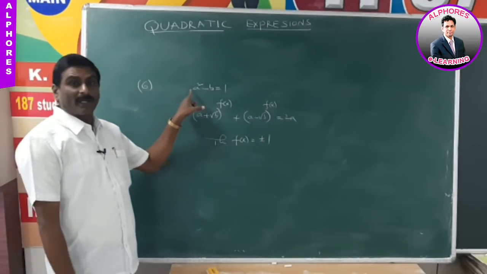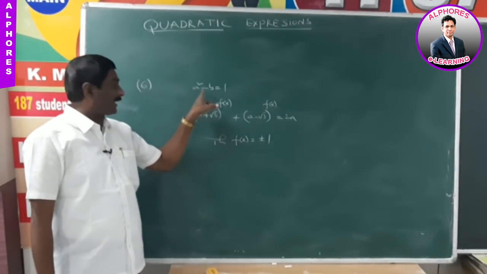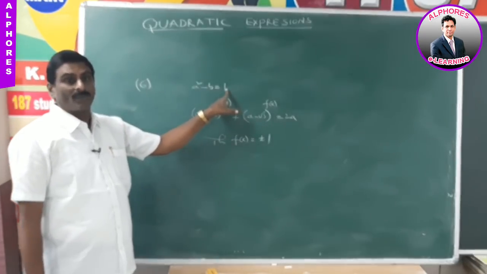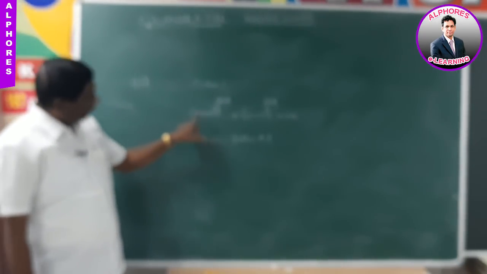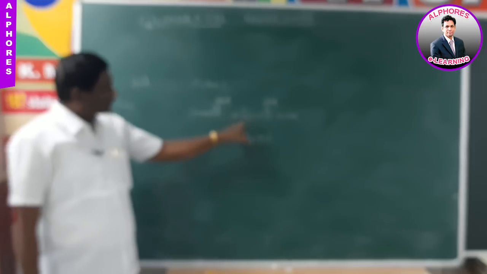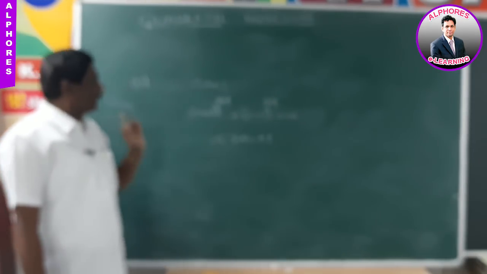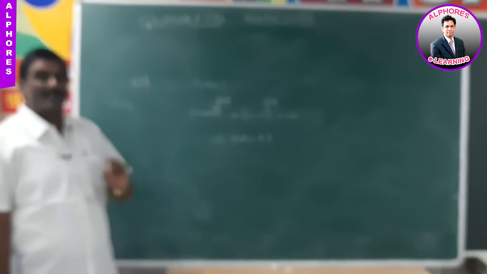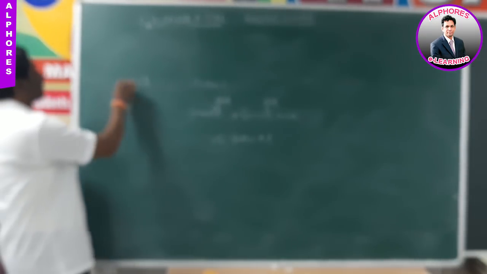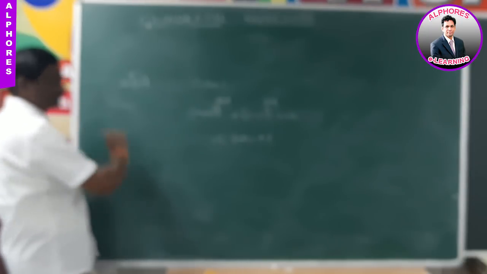If a, b are two real numbers such that a² − b = 1, and (a + √b)^f(x) + (a − √b)^f(x) = 2a, then f(x) = ±1. It is very important. Please note this point.